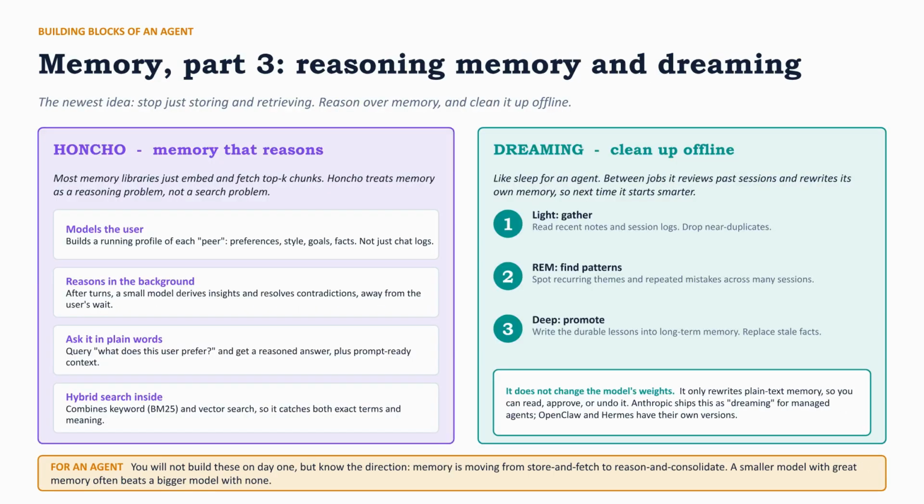Memory Part 3: Reasoning, Memory, and Dreaming. The newest idea is to stop just storing and fetching and instead reason over memory and clean it up offline. Honcho treats memory as a reasoning problem, modeling each user as a peer with preferences and goals, reasoning in the background to resolve contradictions, and answering plain-words questions with hybrid search underneath.